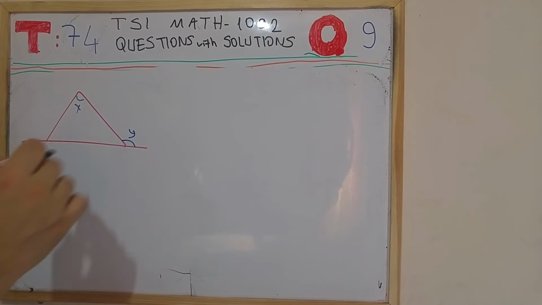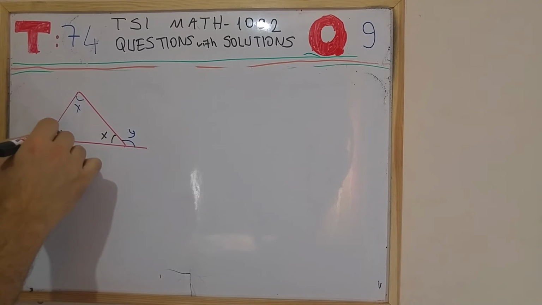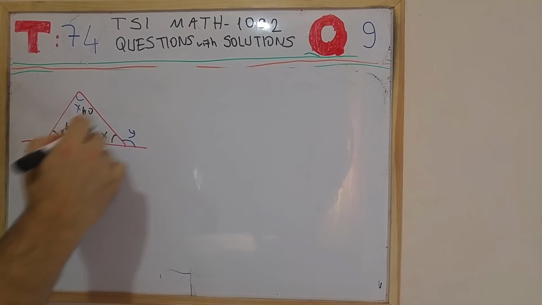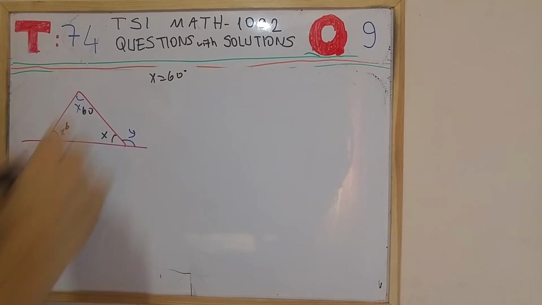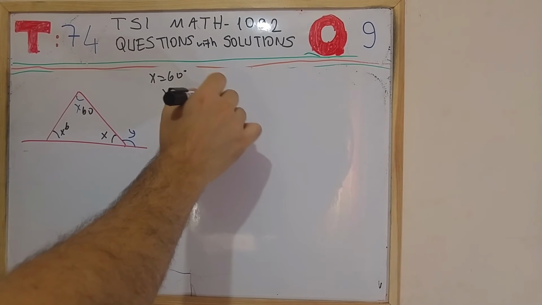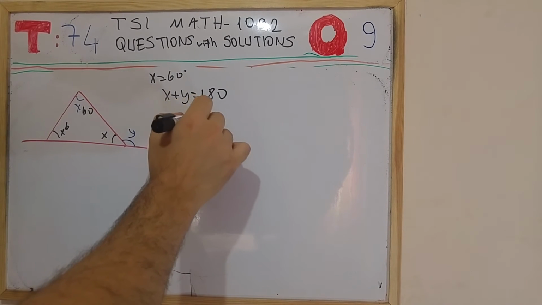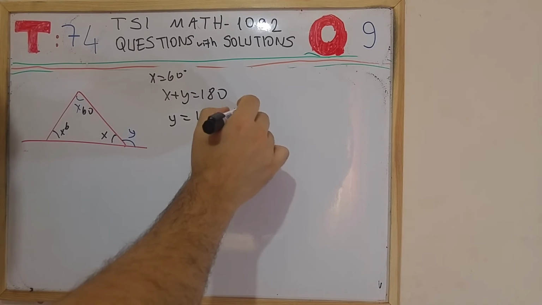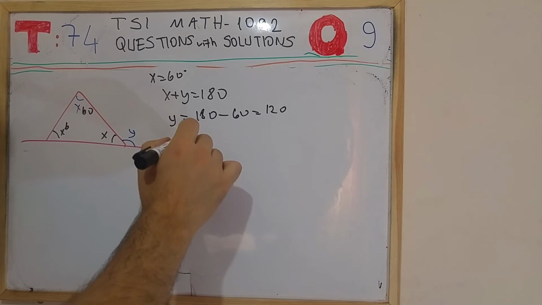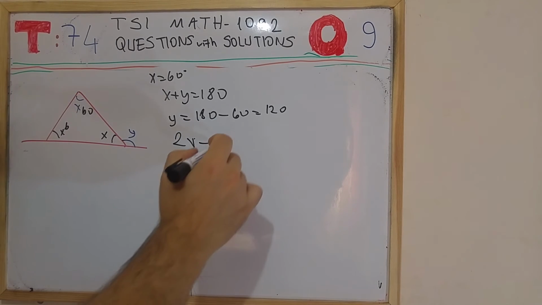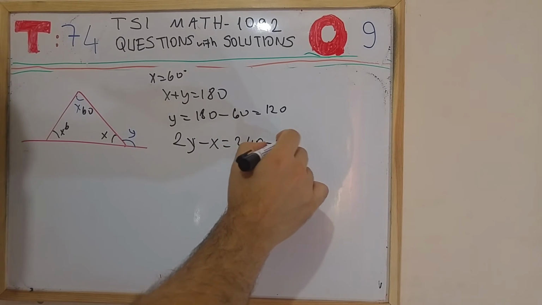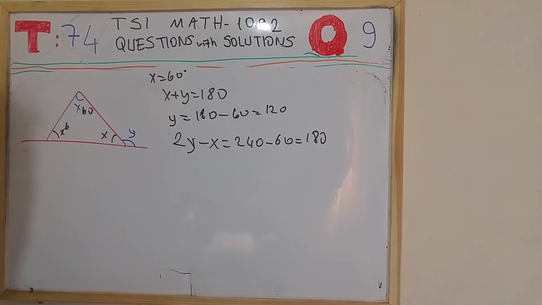This is an equilateral triangle, therefore these angles are also equal to x. So this means that all x is actually 60 degrees. And we know that x plus y is equal to 180. Therefore y is equal to 180 minus x. Then y is equal to 120. What they are asking us is 2y minus x. Therefore 2y is equal to 240 minus x, which is 60. This is equal to 180 degrees.